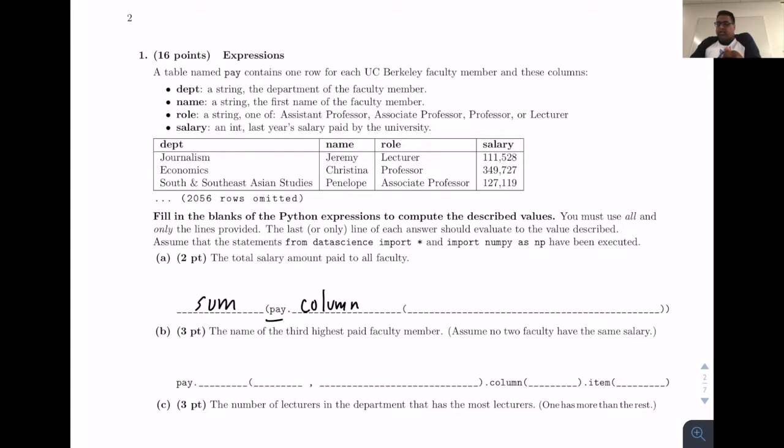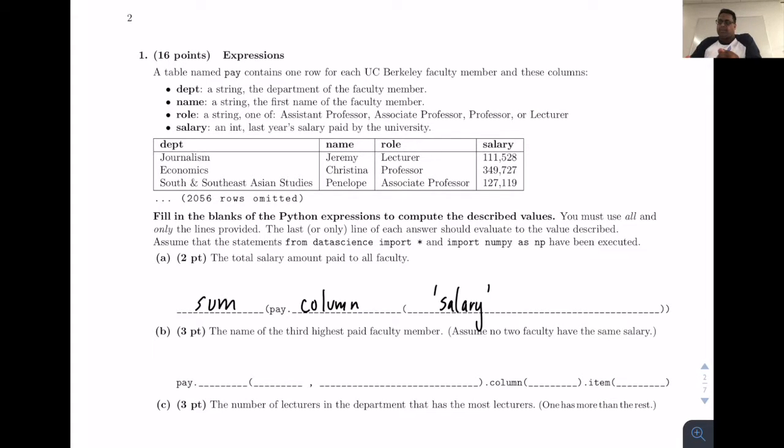And now we have 2 choices. We could either put the number 3, which is the index of the column, because this is column 0, this is column 1, this is column 2, and this is column 3. Or to be a little more direct, we can put column salary, which is a little more readable because it tells us directly, take the column salary from the table pay and find the sum of that.